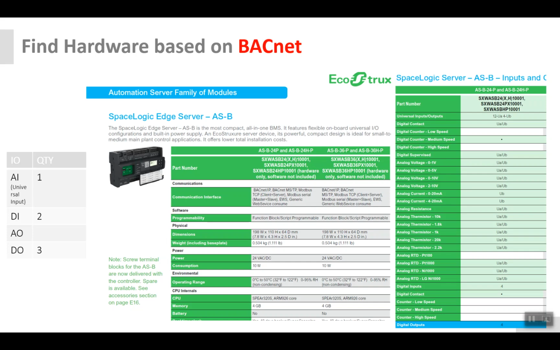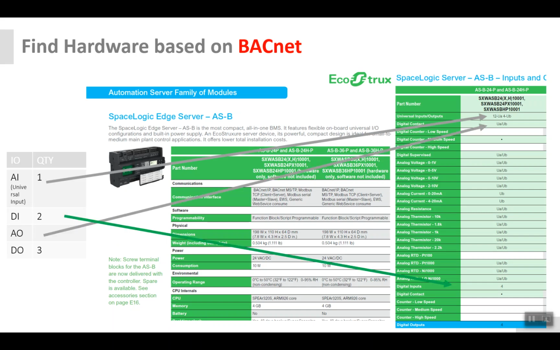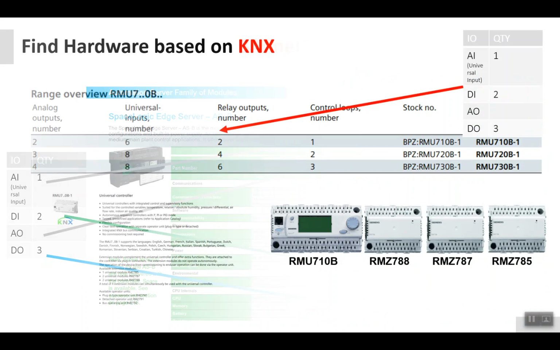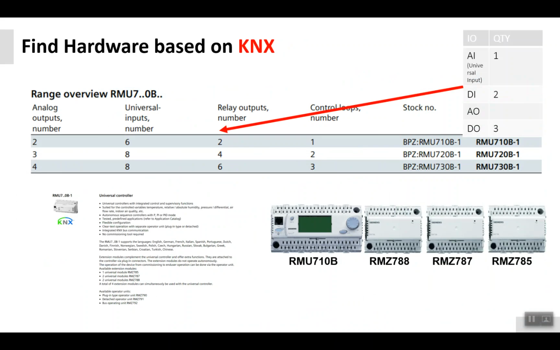In this phase, we can choose the right hardware to provide one analog input, two digital inputs, and three digital outputs. So we can choose it from the table, from the BACnet products. For example, in the picture we can see the compact controller, and also the KNX compact controller, for example the Synco 900 from Siemens, we can use it to provide one analog input, two digital inputs, and three digital outputs.